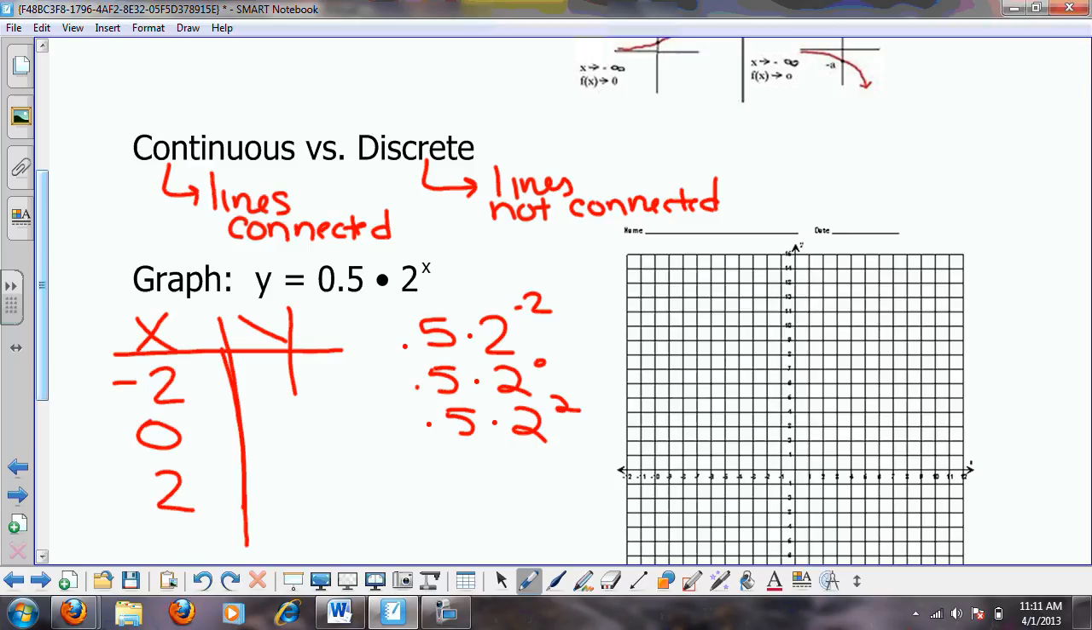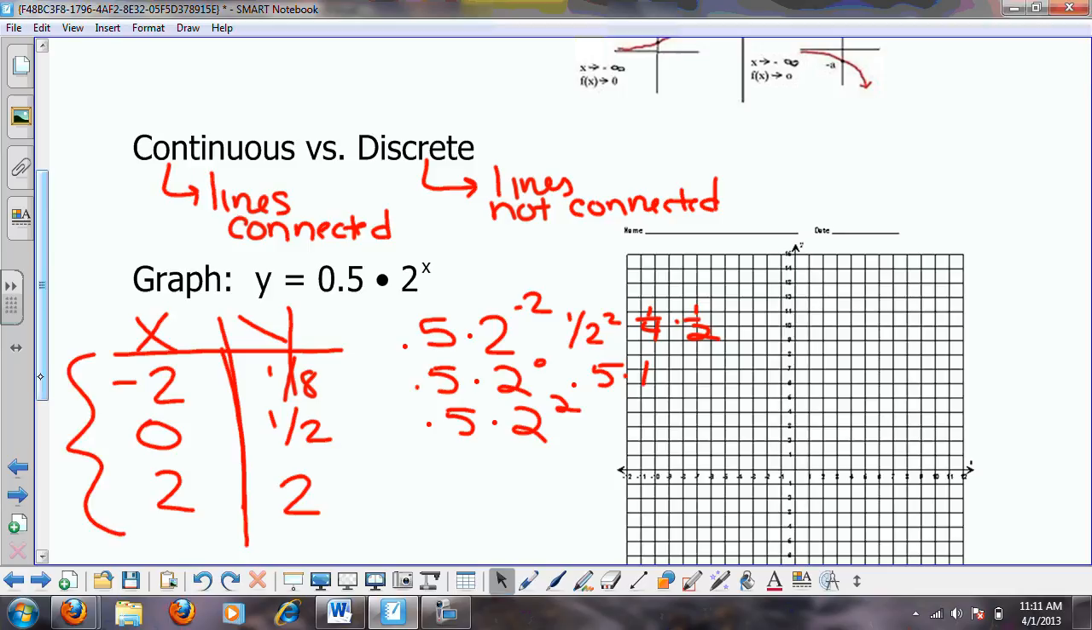Okay? 1/2 times 2 to the negative second power. 2 to the negative second power is 1 over 2 squared. 1 over 2 squared is 1/4 times 1/2. That is 1/8. 1/2 times 2 to the 0. 2 to the 0 is always 1, so that is 1/2. Half of 2 squared. 2 squared is 4. Half of 4 is 2. Here are my ordered pairs.